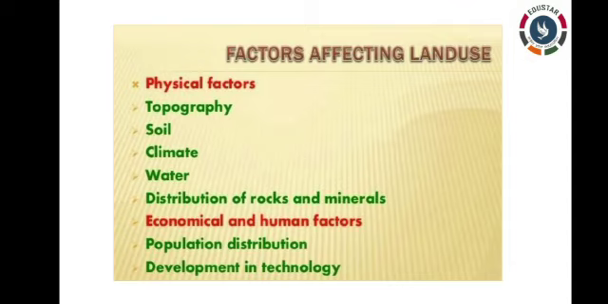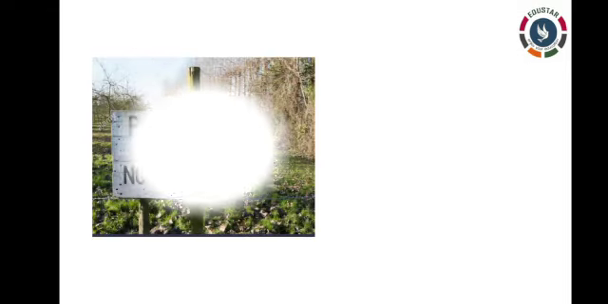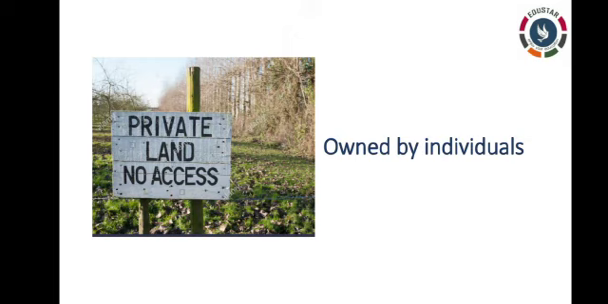Again, we can classify land on the basis of ownership as private land and community land. Private land is nothing but if you are buying or building a new house on your own, then you can say it is your own property. That is private land or private property.